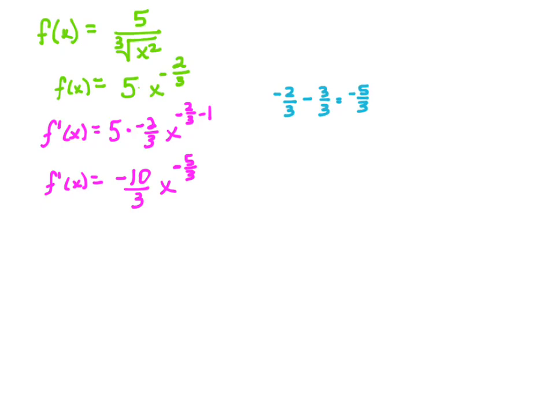And then last step, let's rewrite this without negative or fraction exponents. So negative 10/3. Since my exponent is negative, I'm going to put x in the denominator. Since I have a fraction exponent, I'm going to make it a root. My denominator is 3, so that's a cube root. And then the exponent on the x would be the numerator 5. And that would be our final answer.